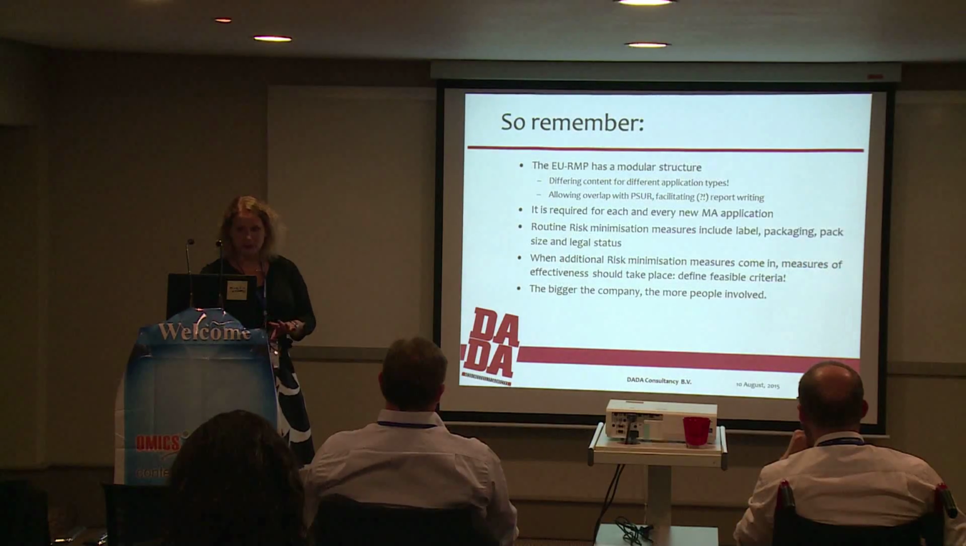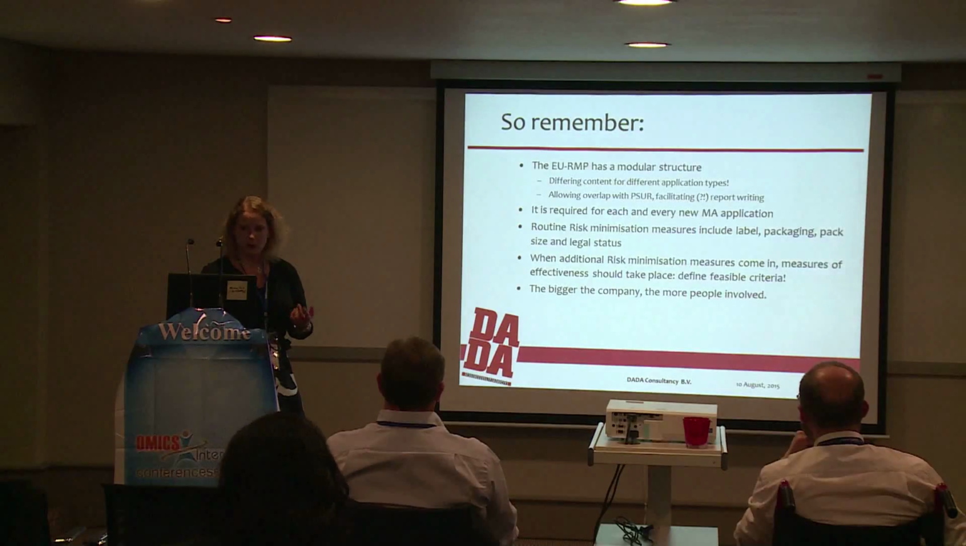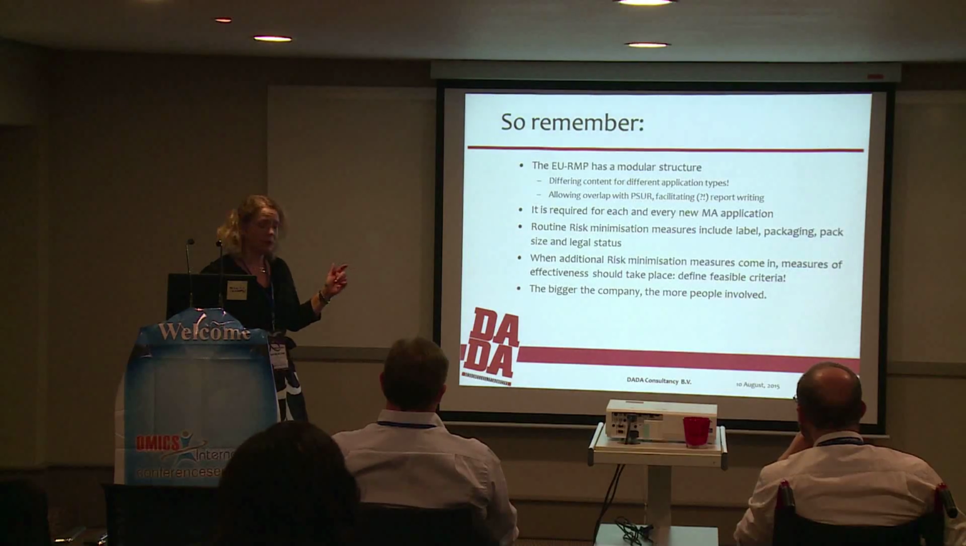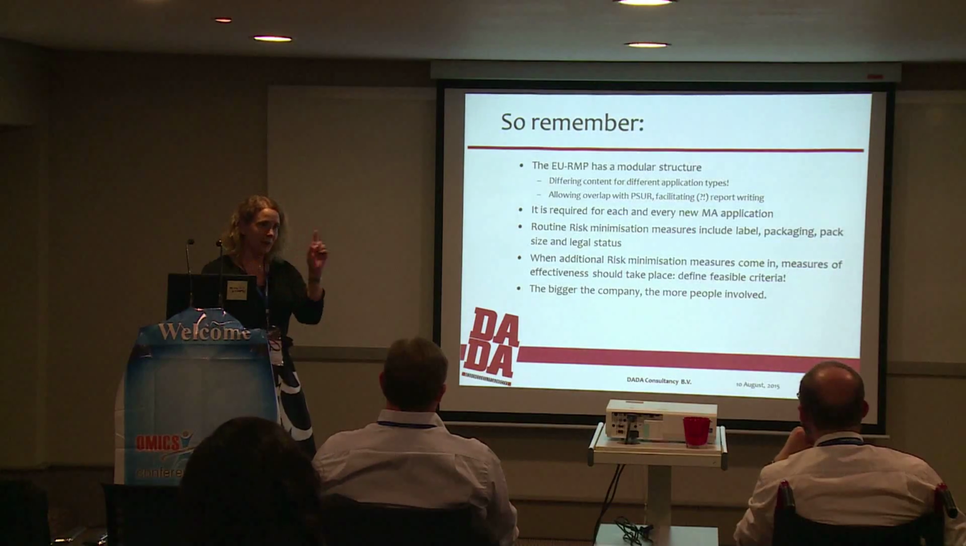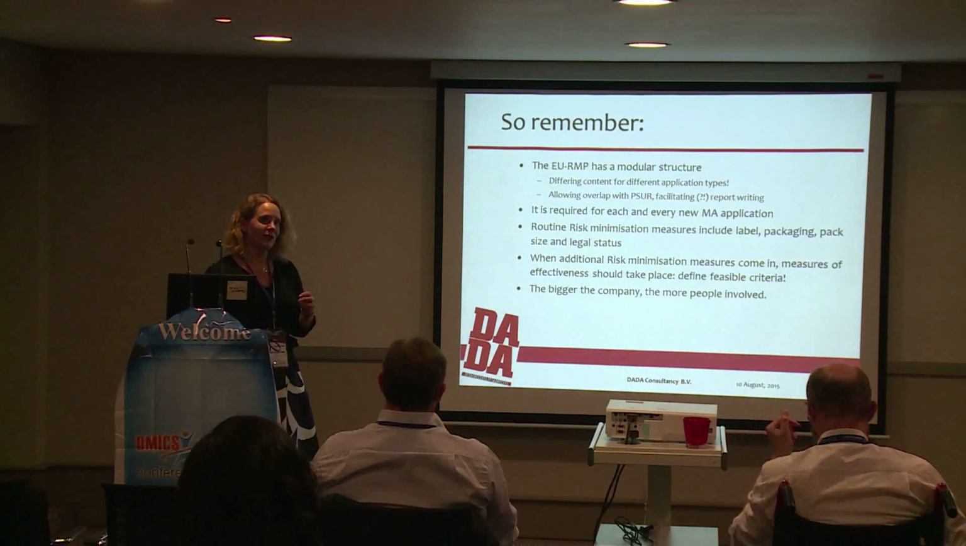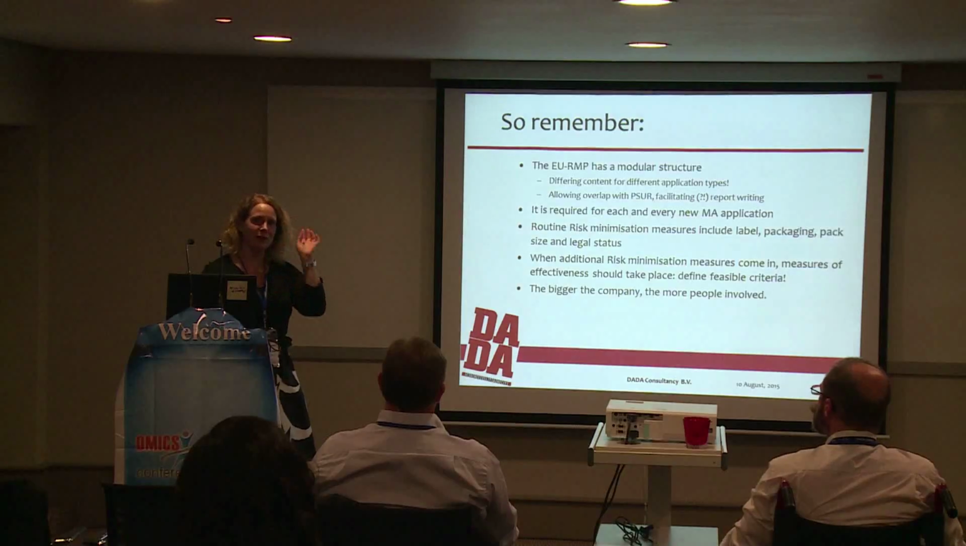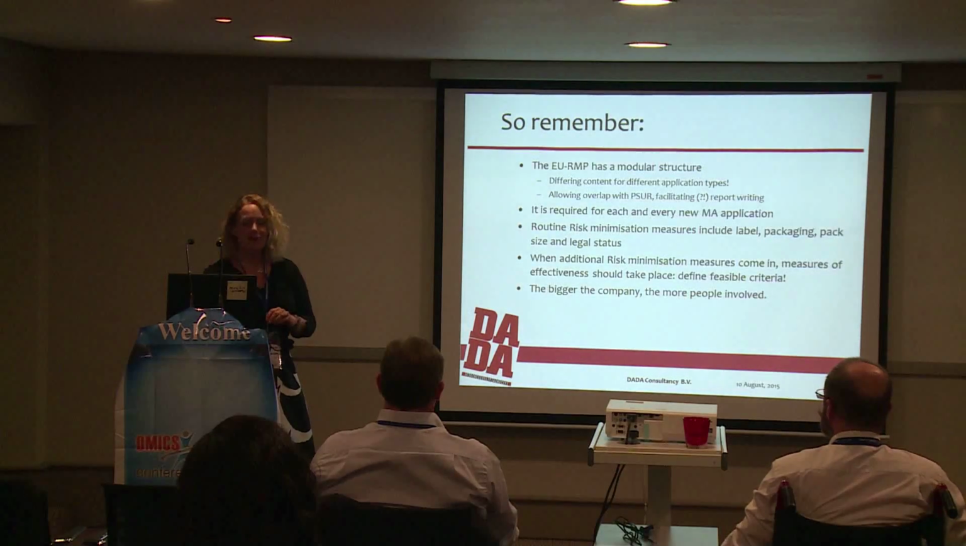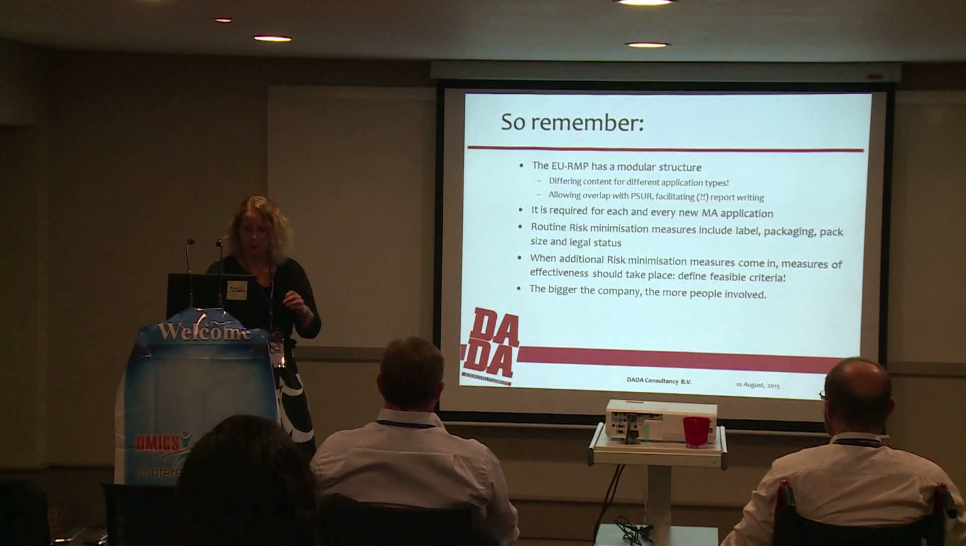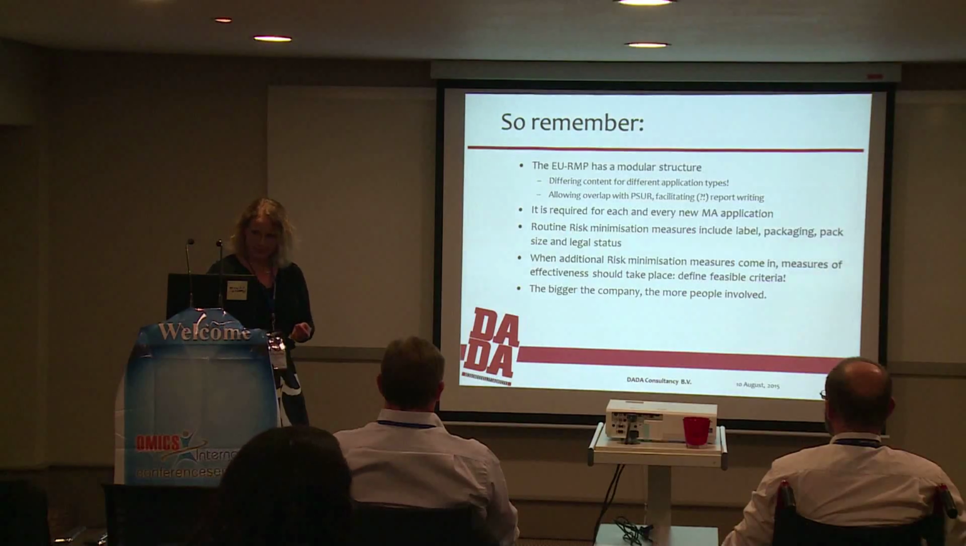So my take-home messages are that the EU RMP has a modular structure and that the content would be different for different application types, and that will not change. I heard a lot of complaints at the European Generics Association of generic companies that felt totally overwhelmed with all this duplication. Too bad. Even if the innovator drug doesn't have any additional risk minimization measures, you still need to write an RMP. And it allows overlap with other reports that has been discussed. It's required for each and every new MA application.